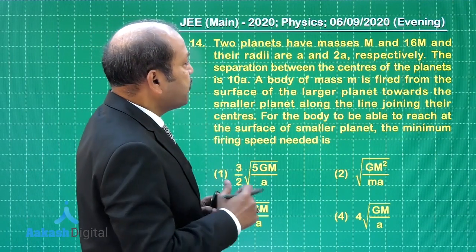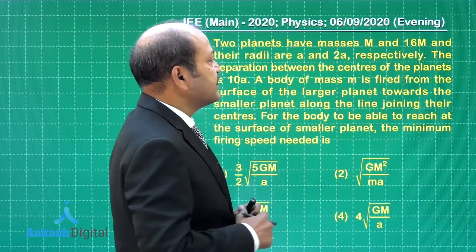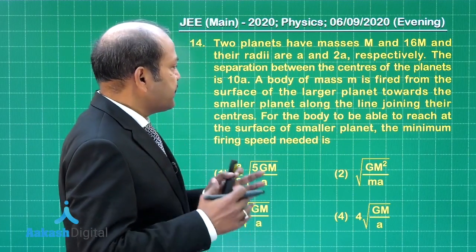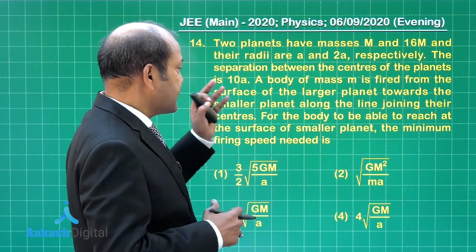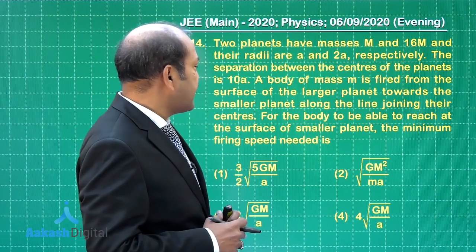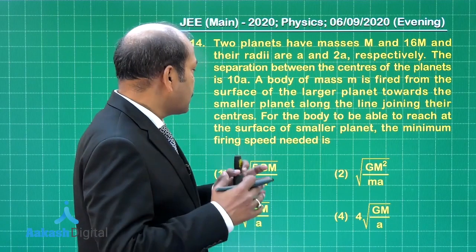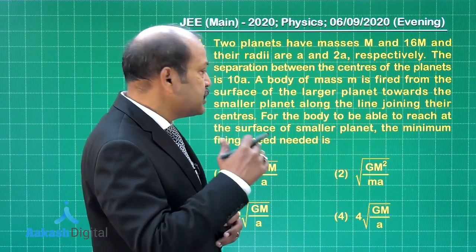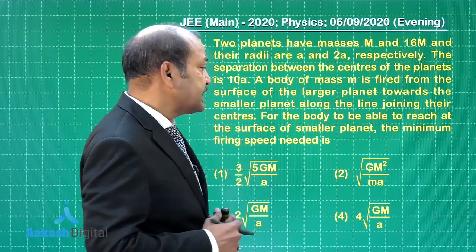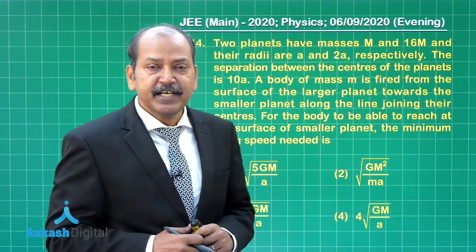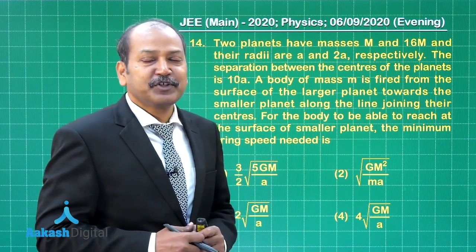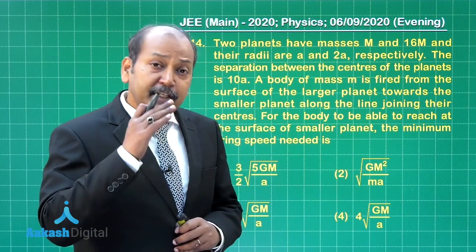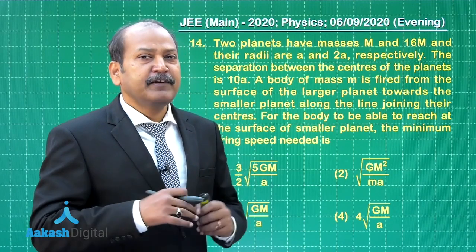Question 14 says, two planets have masses capital M and 16 times capital M and their radii are A and 2A respectively. The separation between the centers of the planets is 10A. A body of mass M is fired from the surface of the larger planet towards the smaller planet along the line joining their centers. For the body to be able to reach the surface of the smaller planet, the minimum firing speed needed is. The question is from the topic gravitation, and the concepts of gravitational potential energy and gravitational field are involved here.